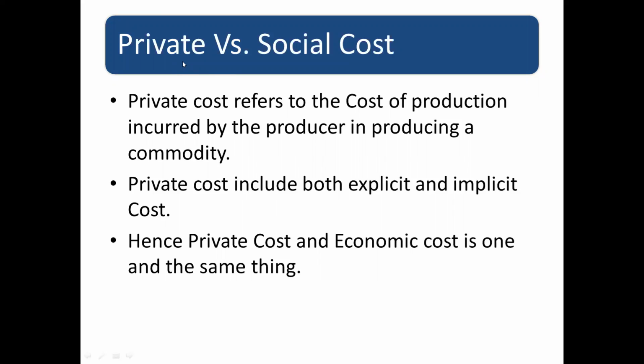There is a term called private cost. Private cost refers to the cost of production incurred by a producer in producing a commodity, and private cost includes both explicit and implicit cost. Here, when I talk about implicit, it includes normal profit also, because implicit cost is the economic cost of running a business, for which the owner's expectations are there. So here, private cost includes both explicit and implicit cost.